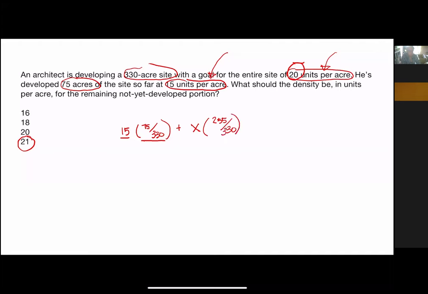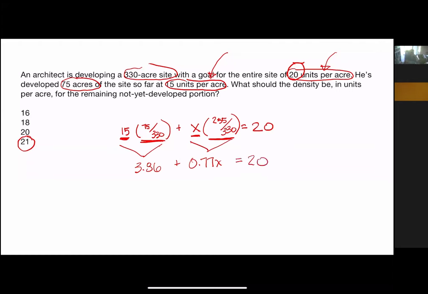So it's 15 units per acre times the portion of the lot that's already developed at 15 units per acre, plus X units per acre times the portion of the lot that is going to be developed, equal to our target of 20 units per acre. If you run that out, this winds up being 3.86 plus 0.77X, and that's equal to 20.